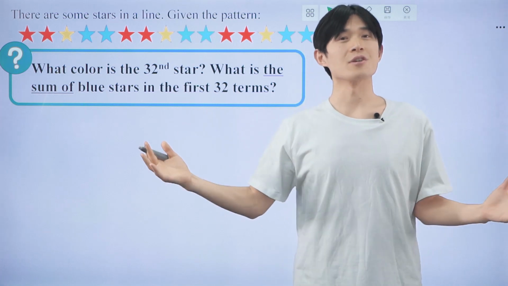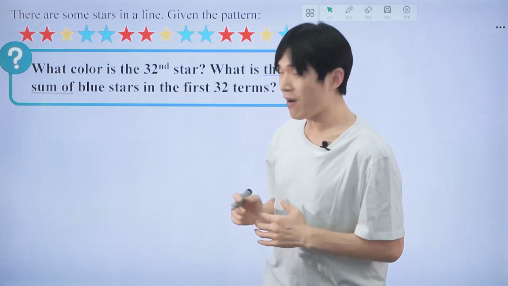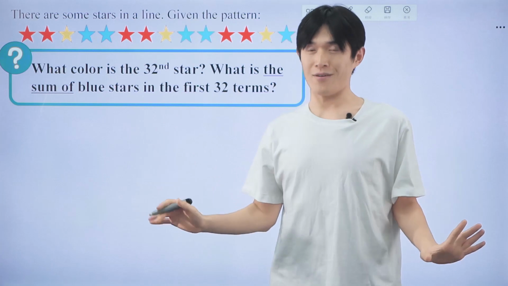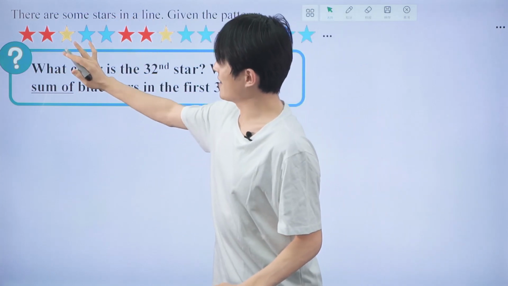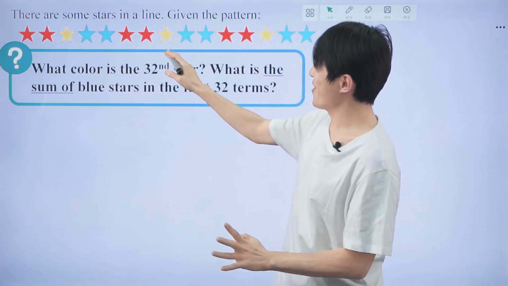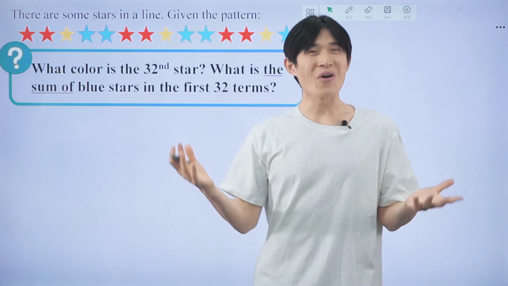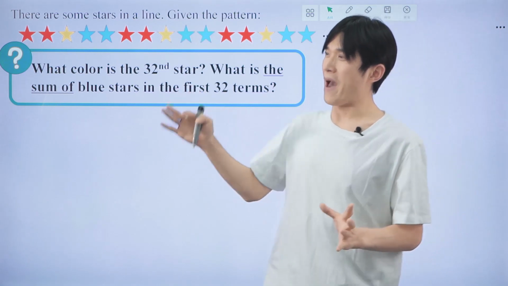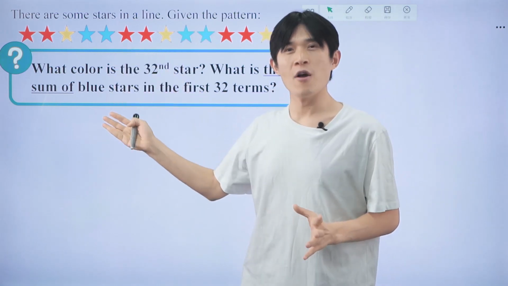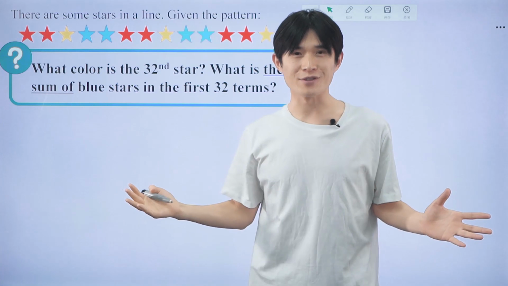How do you solve this? Again, there is a pattern, so you need to find the pattern. So red, red, yellow, blue, blue. Red, red, yellow, blue, blue. You notice that actually the pattern repeats itself for every 5 stars, right?